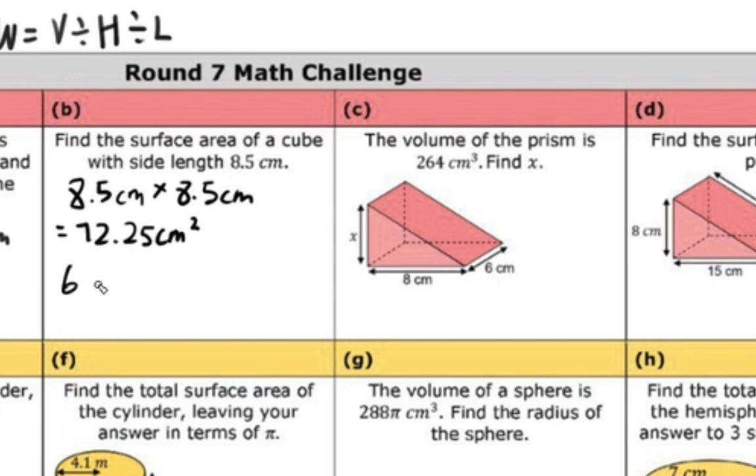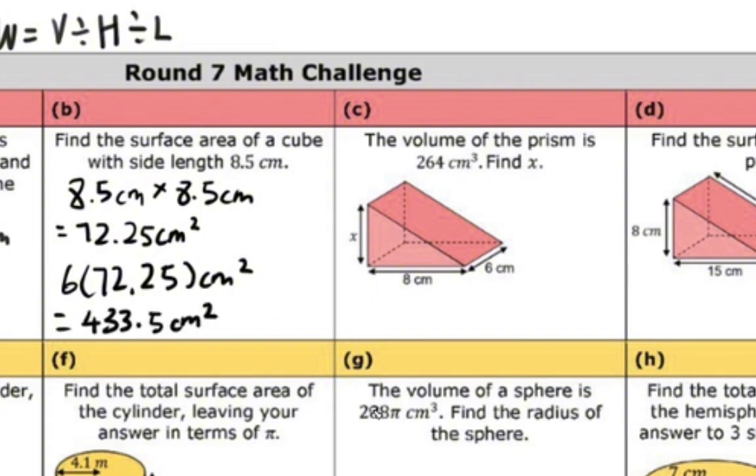And since a cube has 6 faces, we can just write 6 bracket 72.25 cm square, which we will get 433.5 cm square, and that will be our answer for question B.